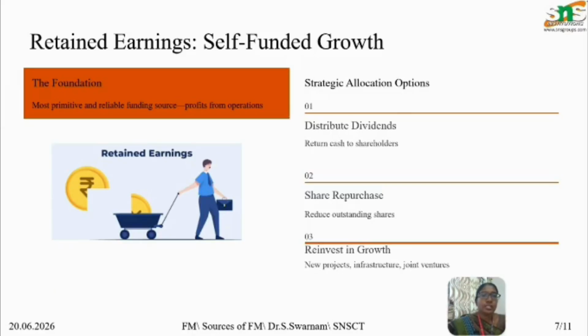Retained earnings. In this case, the company does not distribute all of its profit to shareholders. A certain percentage is distributed to shareholders, and the company retains a certain percentage to meet future expenses. Whatever the company has retained will be reinvested in new projects, new infrastructure or new ventures. That option is called retained earnings. The main advantage is that the company does not depend on an external party to mobilize the money. They will be in safer hands, and they also do not have to spend money on mobilizing. This is the advantage of retained earnings.